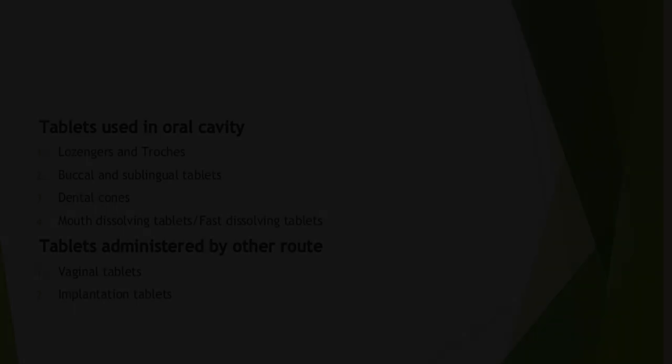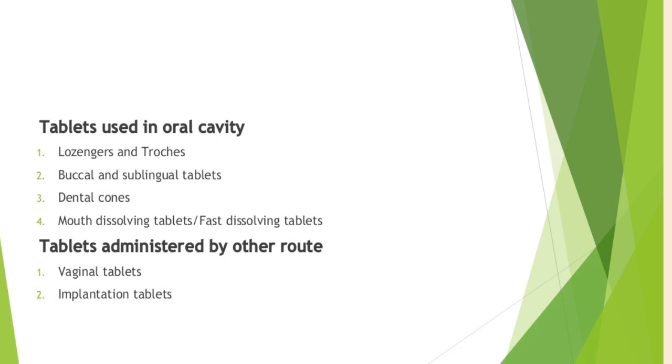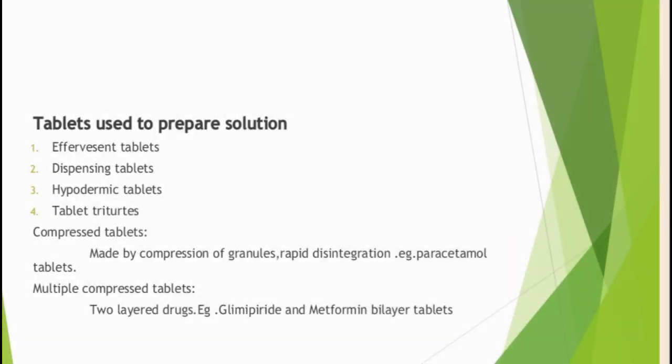Again, tablets used in oral cavity are divided into four types. They are lozenges and troches, buccal and sublingual tablets, dental cones, and mouth dissolving tablets or fast dissolving tablets. Tablets administered by other routes: vaginal tablets and implantation tablets. Tablets used to prepare solution are classified into four types. They are effervescent tablets, dispensing tablets, hypodermic tablets, and tablet triturates.